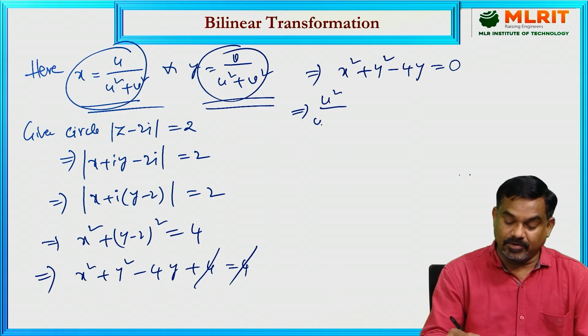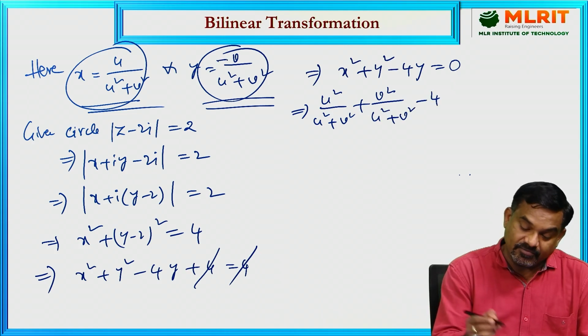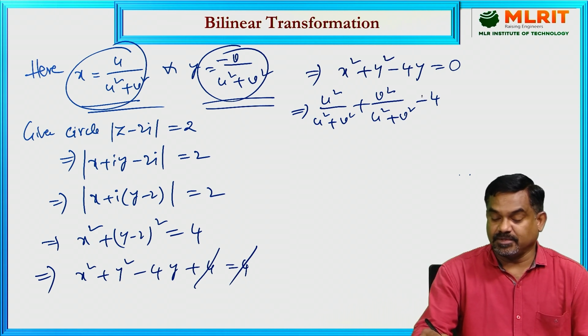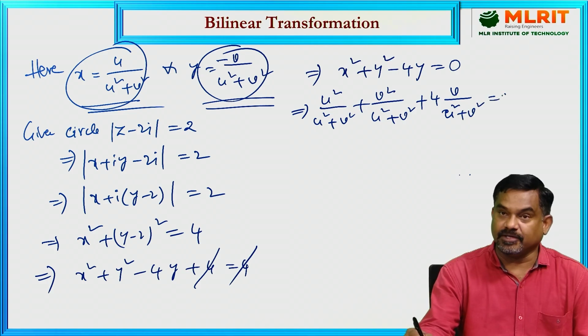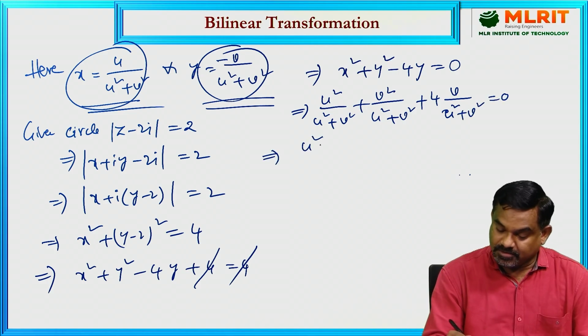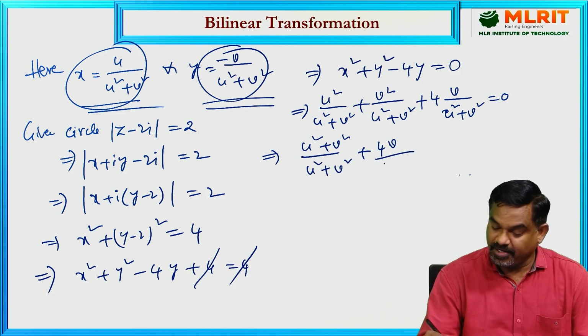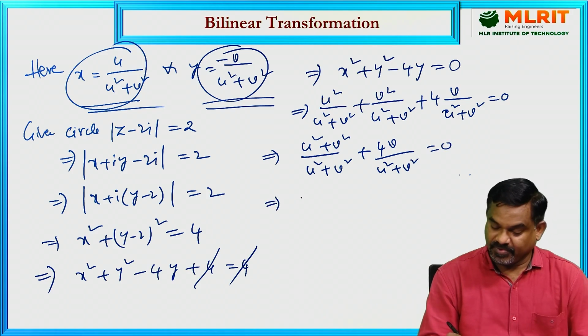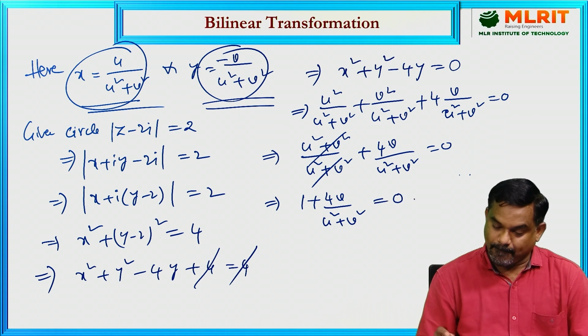So u square by u square plus v square plus v square by u square plus v square minus 4y. So y is again with minus sign, v, so this becomes plus 4v by u square plus v square is 0. So here this becomes u square plus v square by u square plus v square plus 4v by u square plus v square is 0. So this is 1. So 1 plus 4v by u square plus v square is 0.